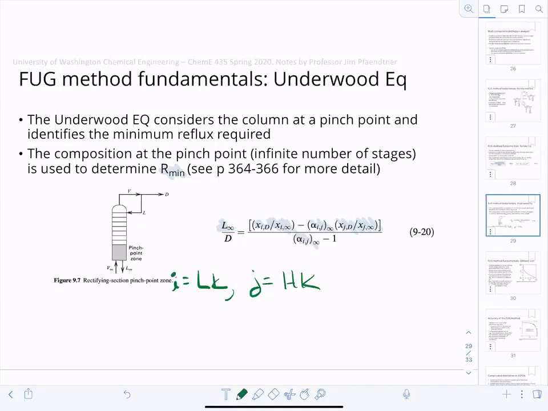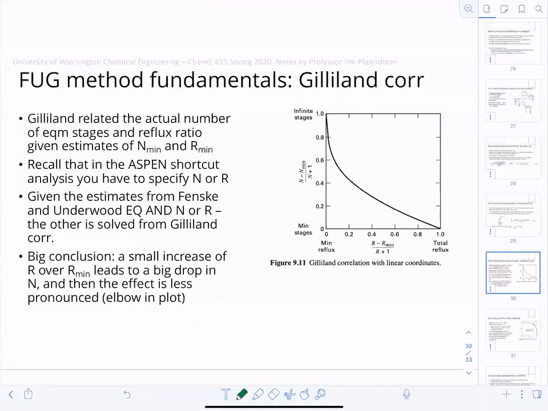We already got Nmin from the Fenske equation. And then the final thing is sort of scaling it to real life. And this will be the final thing I talk about, and then we'll kind of phase out here. So the Gilliland correlation, this is a totally empirical correlation. It gives either the actual number of stages, so you can get N, or you can get R, given that you have an estimate of Nmin and Rmin. And you'll remember when you did the shortcut method in Aspen, you had to specify one of N or R in order to get it to turn blue and move forward.